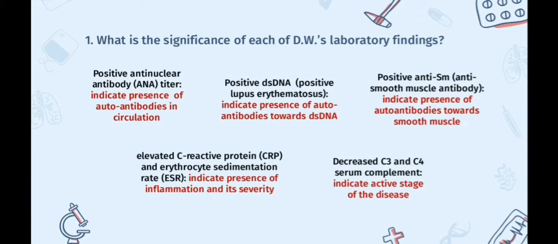The next result, which includes elevated C-reactive protein CRP and also erythrocyte sedimentation rate ESR, indicates the presence of inflammation and its severity. The last result, which is decreased C3 and C4 serum complement, indicates that the disease is in its active stage.